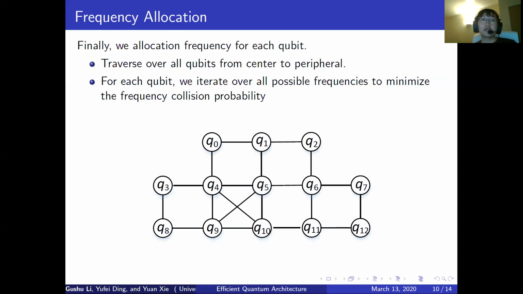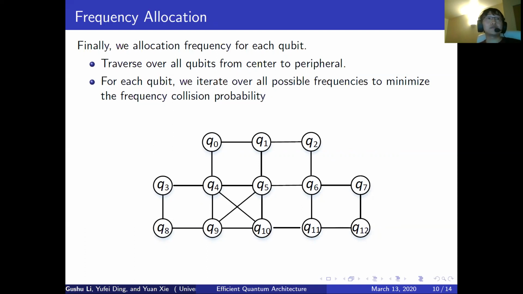Each time we add a new qubit, we will try all possible frequencies, evaluate by simulating a yield rate, and select the one with the minimal frequency collision probability. And that's all for the architecture design flow.